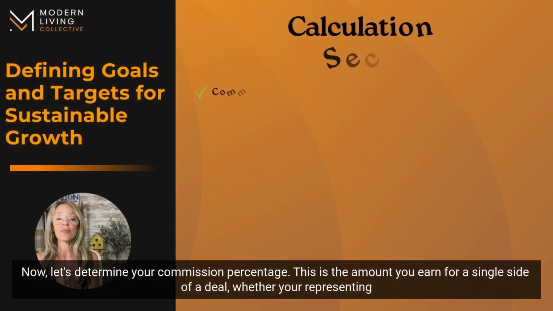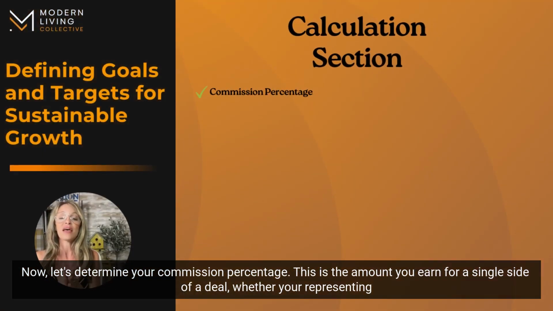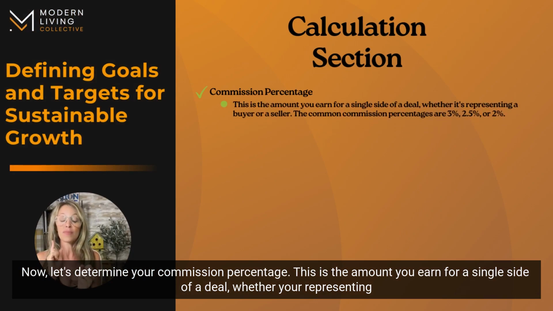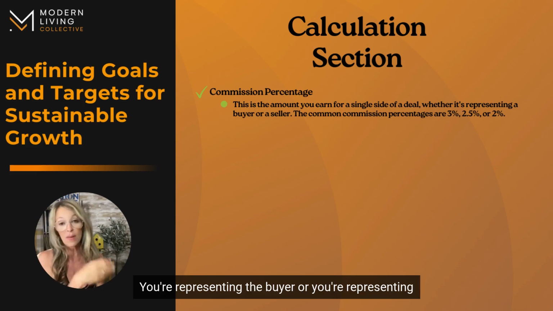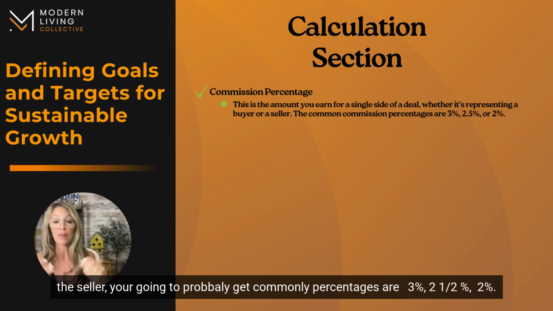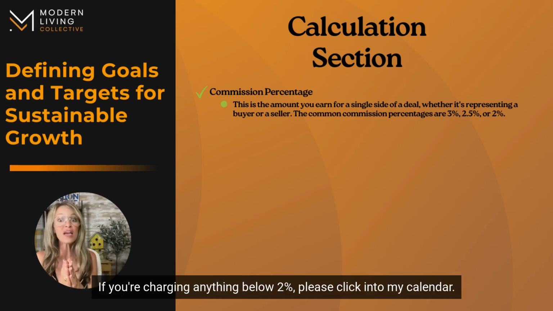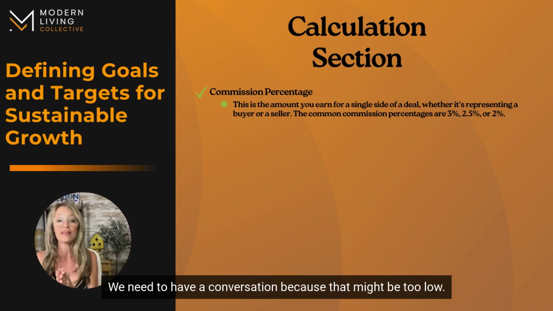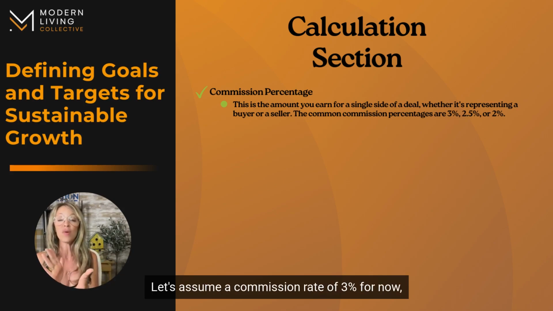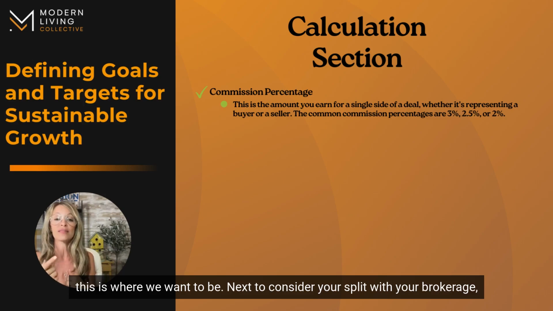Now let's determine your commission percentage. That's the amount that you earn for one single side of the deal. So whether you're representing the buyer or the seller, commonly the percentages are 3%, 2.5%, 2%. If you're charging anything below 2%, please click into my calendar. We need to have a conversation because that might be too low. Let's assume a commission rate of 3% for now. This is where we want to be.